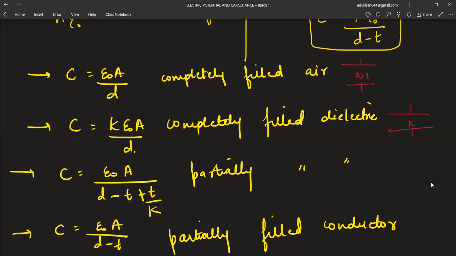When a dielectric slab was partially filling it, the formula was C is equal to epsilon naught A by D minus T plus T by K. And then finally, when a partially thickened conductor was placed here, we get epsilon naught A by D minus T. So these four formulas are completely important. 1, 2, 3, 4. Please remember them. I'll now be discussing questions with you.